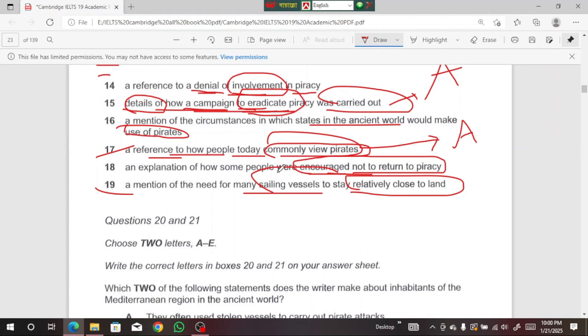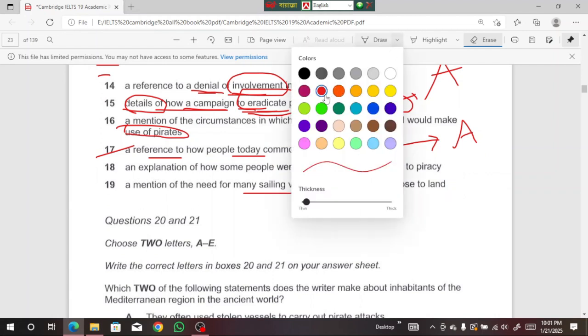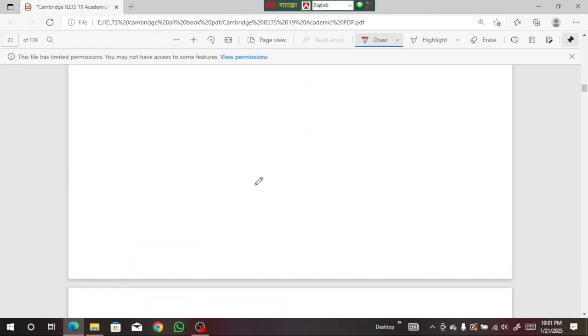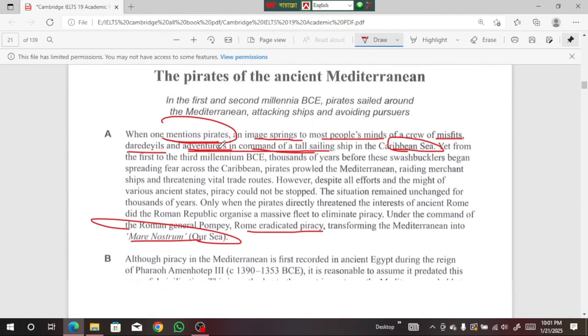Explain how some people are encouraged not to return to piracy. Not to return to piracy: there is nothing here. Mention of the need for sailing vessels to stay relatively near land: there is nothing about land here. We find that A is done.